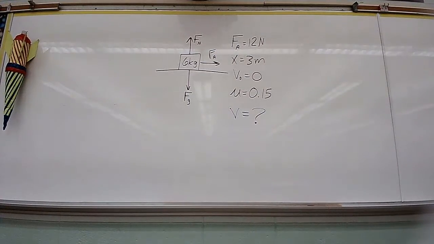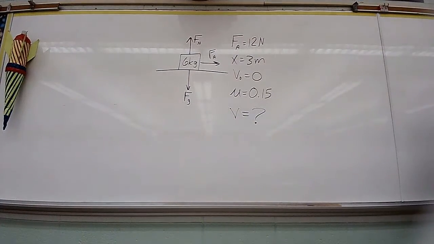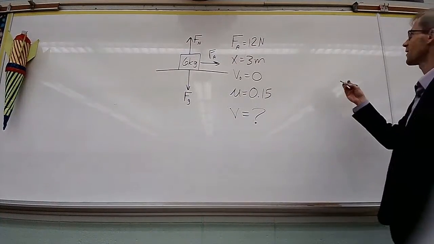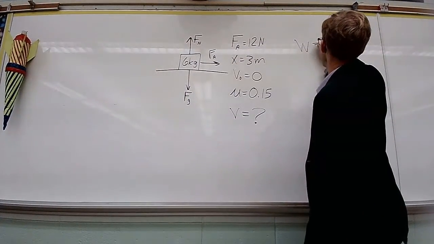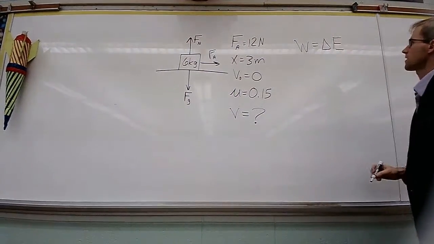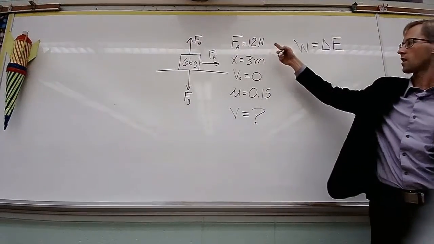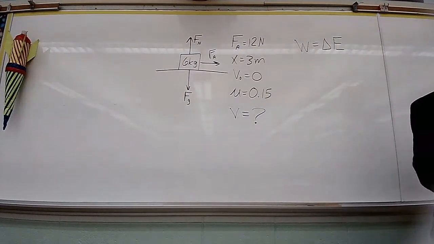So the main thing you got to think of when you're solving this is that, again, work is equal to change in energy. Sorry, I forgot something. Okay. So if work is equal to change in energy, there's a lot of things that we can take into account here. We've got the work being done by the applied force, and we've got the work being done by friction.